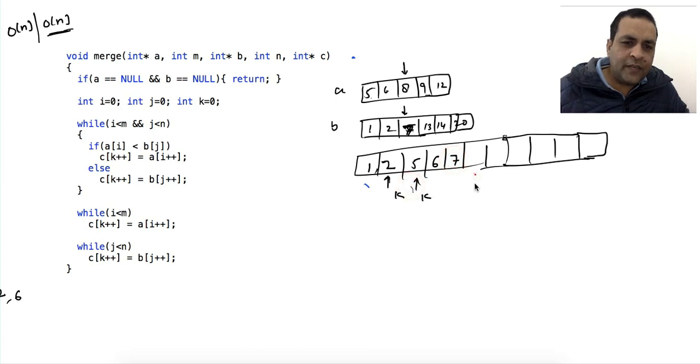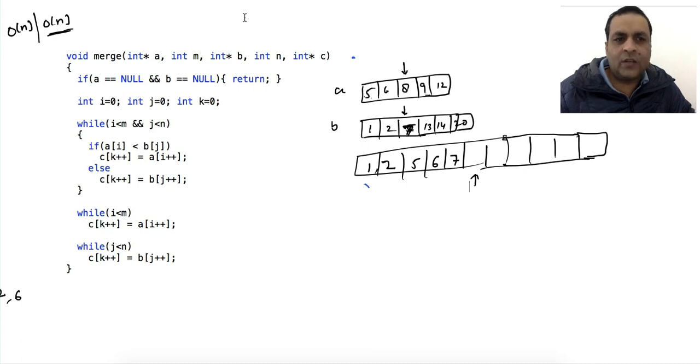K is also moving. K is pointing to the first empty position in the third array, right? I'm not showing K because K is moving irrespective of whether we are moving an element from the first array or the second array. So then we compare 8 and 7. So 7 comes here. After that we compare 8 and 13. So 8 comes here. Then we compare 9 and 13. So 9 is smaller, so 9 comes here. Then we compare 12 and 13. 12 is smaller, so 12 comes here.